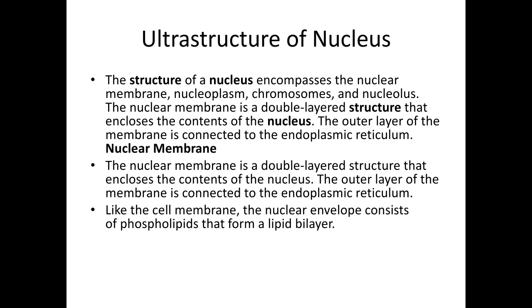The structure of the nucleus encompasses the nuclear membrane, nucleoplasm, chromosome, and nucleolus. The nuclear membrane is a double layer structure that encloses the contents of the nucleus. The outer layer of the membrane is connected to the endoplasmic reticulum.